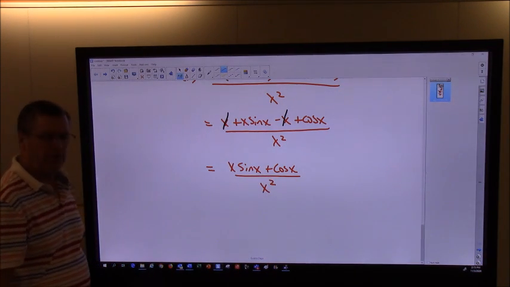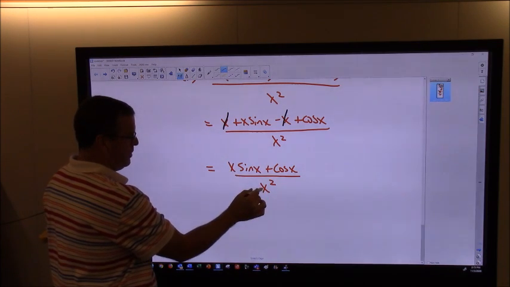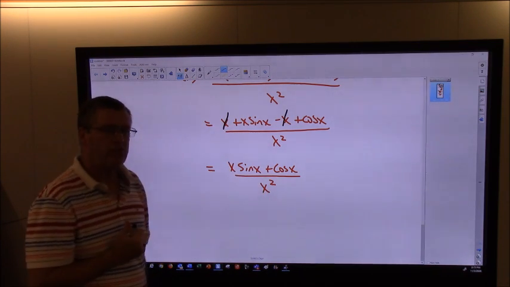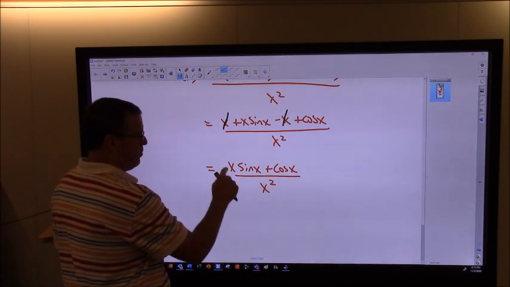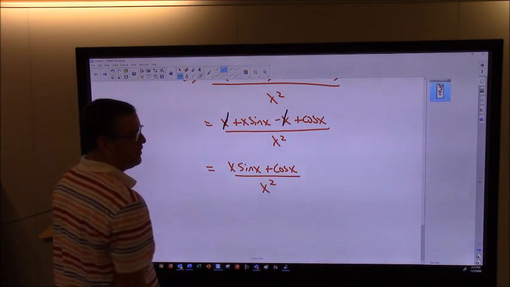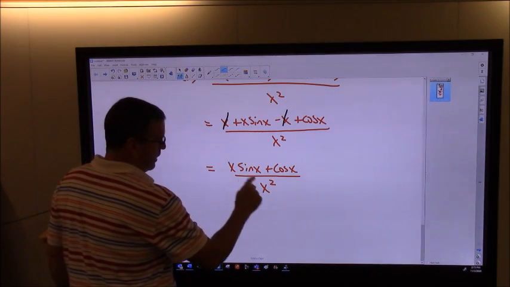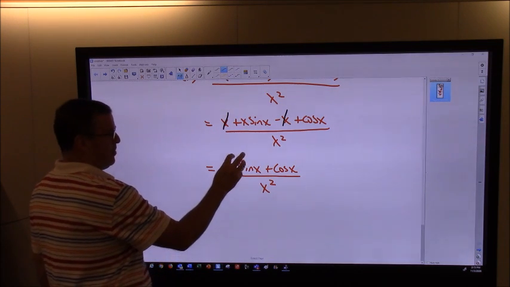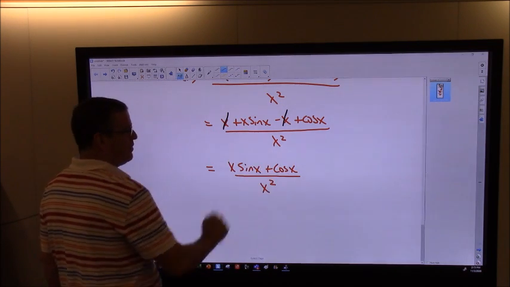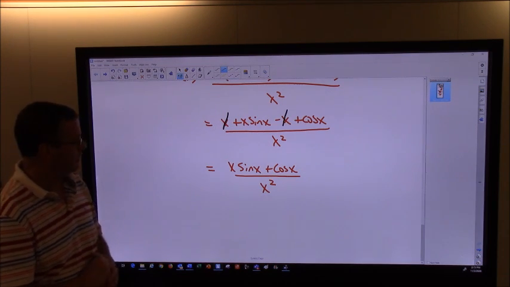And I know that when people look at this, it's really tempting. Can I cancel this x with one of these? The answer is no, you can't. Not as long as you're adding or subtracting this or part of this to something else. If it was just x sine of x over x squared, and this wasn't here, well then yeah, we could cancel those. But because we're adding or subtracting to something else, you can't do that. We talked a lot about that last year in pre-calc.